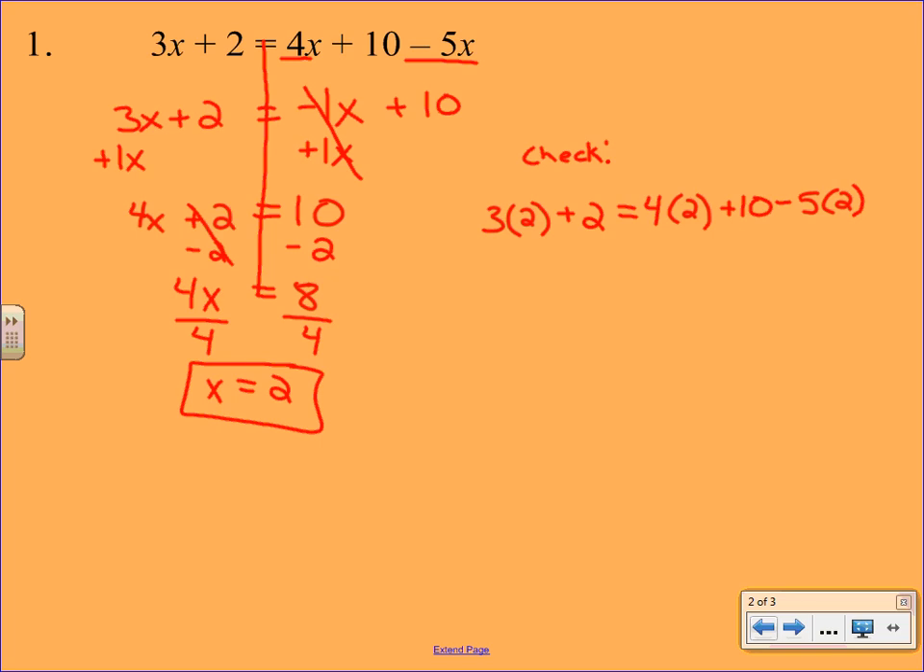We do all our multiplication first. So 3 times 2 is 6. Bring down the plus 2. On the other side we've got 8 plus 10 minus 10. Now we're going to simplify one side at a time here. On the left-hand side, 6 plus 2 is 8. On the right-hand side, 8 plus 10 minus 10 just leaves us with 8. So again, our goal is to make sure that the two sides of the equation simplify to the same number. It's just a little more work because we have more spots we have to plug the x into.